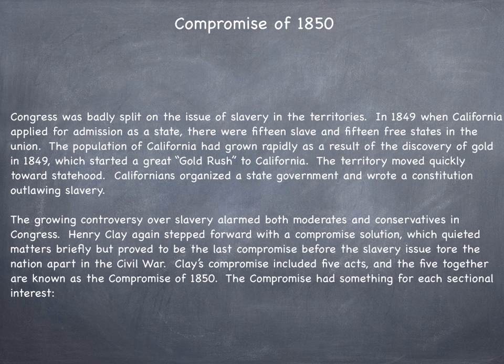And we'll wrap up today with the Compromise of 1850. Congress was badly split on the issue of slavery in the territories, and in 1849, when California applied for admission as a state, there were 15 slave and 15 free states in the Union. The population of California had grown rapidly as a result of the discovery of gold in 1849, which started a great gold rush to California. The territory moved quickly towards statehood. Californians organized a state government and wrote a constitution outlawing slavery.